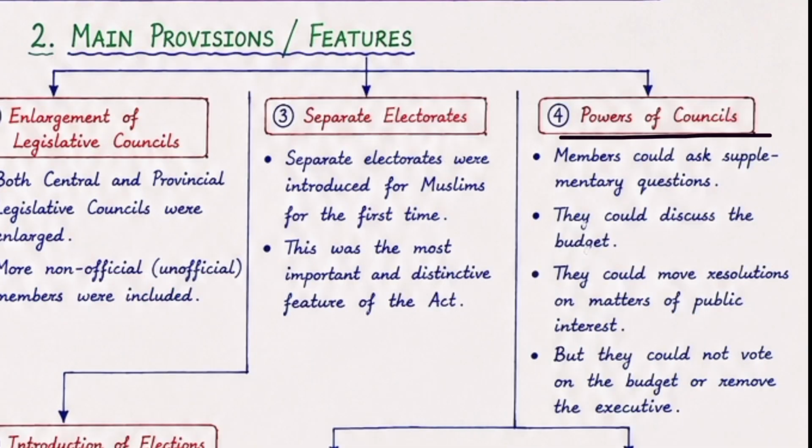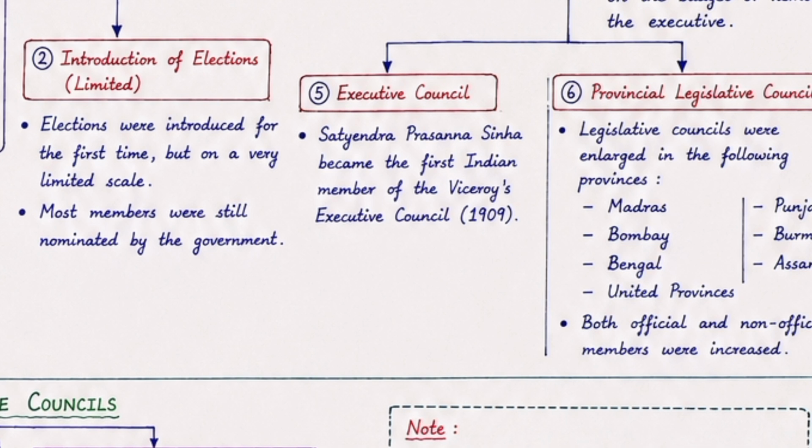And the next point is power of council. Members could ask supplementary questions. They could discuss the budget. They could move resolutions on matters of public interest, but they could not vote on the budget or remove the executive. And the next point is introduction of election. Elections were introduced for the first time, but on a very limited scale. Most members were still nominated by the government.